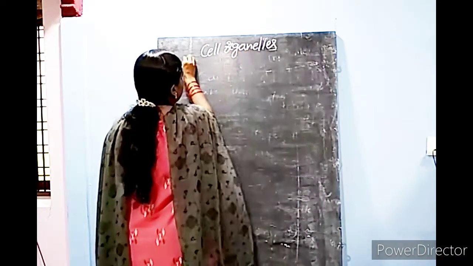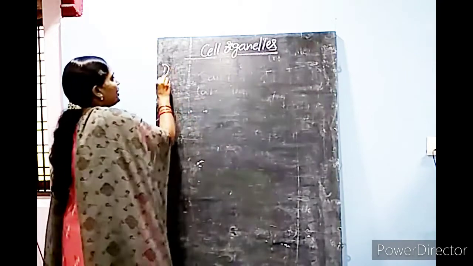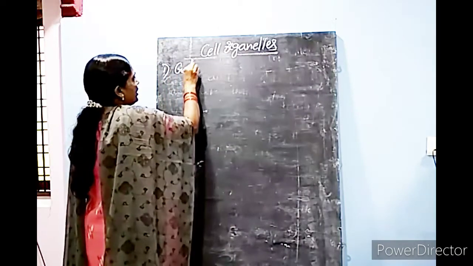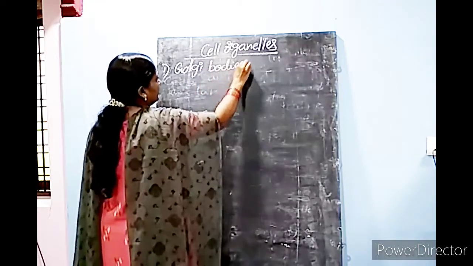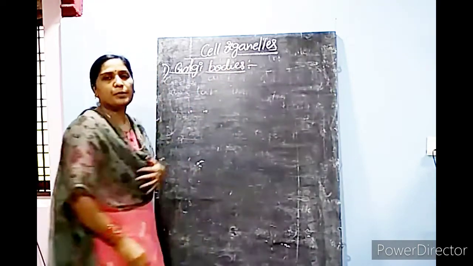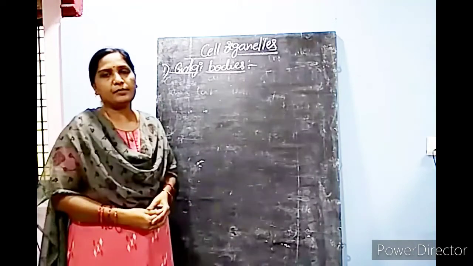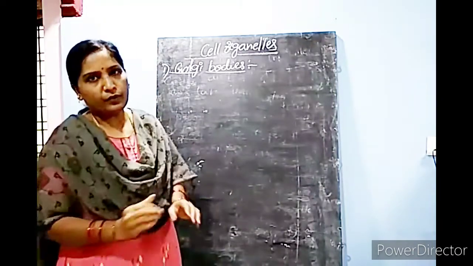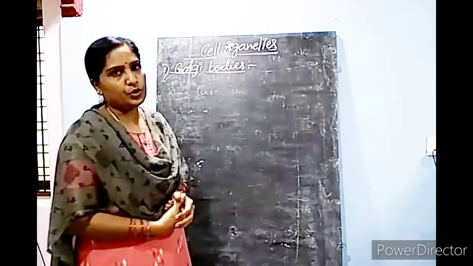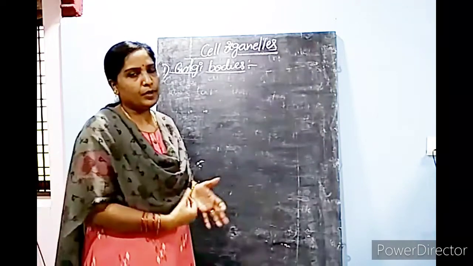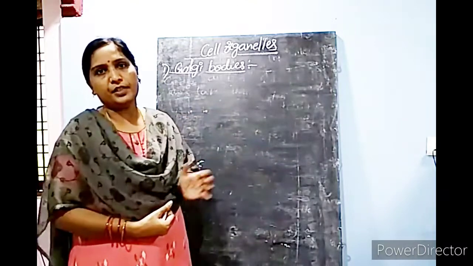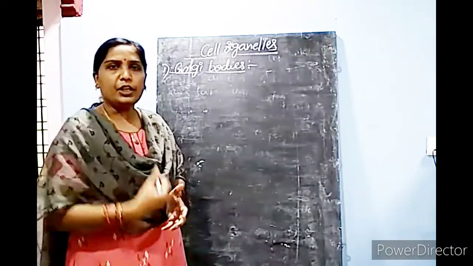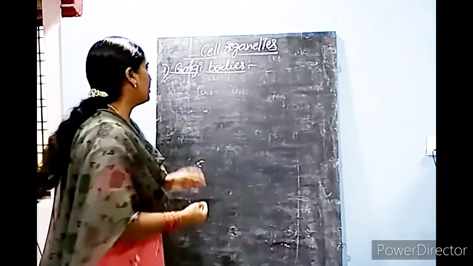In cell organelles, today we are going to discuss about Golgi bodies. Where are Golgi bodies present? Golgi bodies are also present in cytoplasm. In cytoplasm, they are floating. How ribosomes float in the cytoplasm, how mitochondria are present in the same way, Golgi bodies are also present in cytoplasm. Now we will see the structure of Golgi bodies.